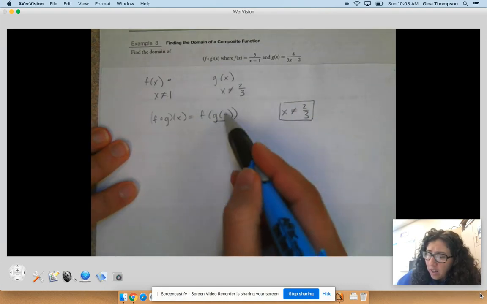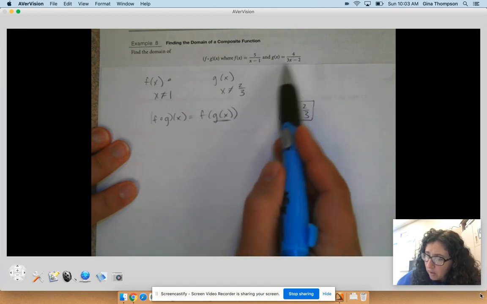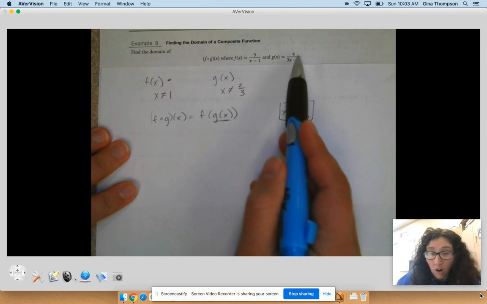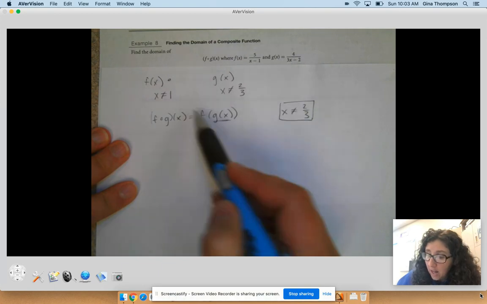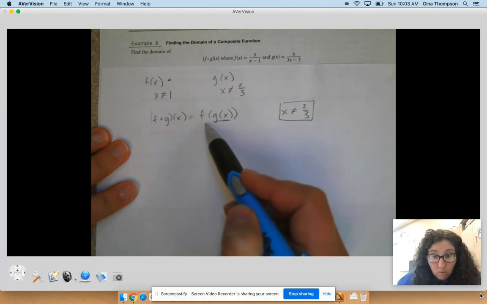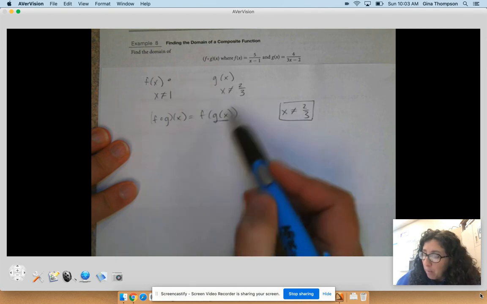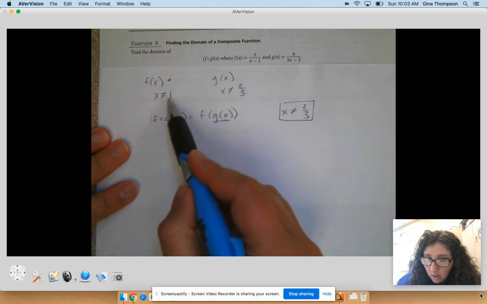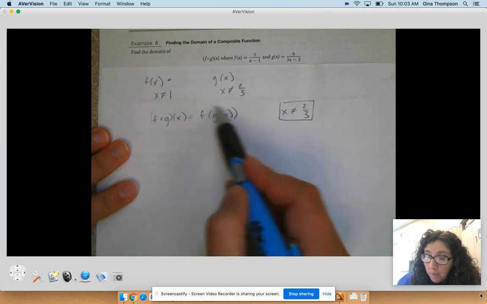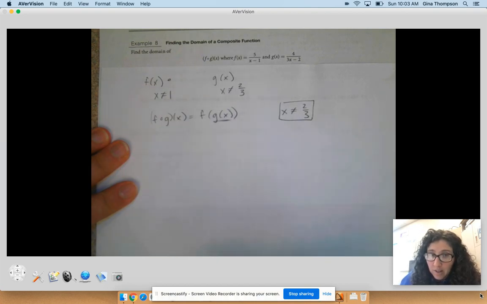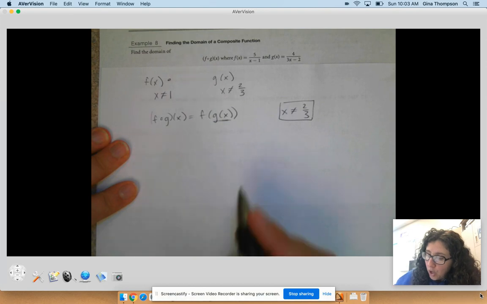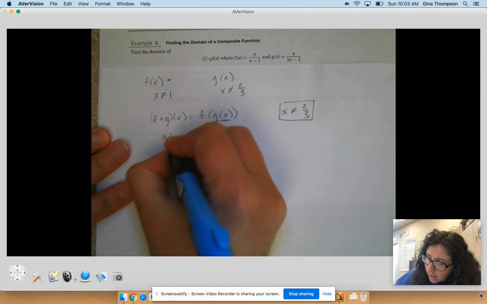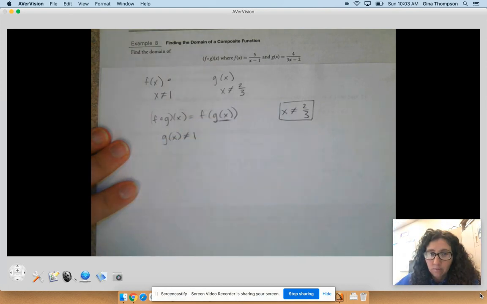What about 1, for example? If we put 1 in for x, what are we going to get out for g of x? I don't know, let's see. It's going to end up being 4. And is that a problem? No. What is a problem? The problem is if the output of g of x equals 1, because that's going to become the input for f. So we need to know, g of x cannot equal 1.